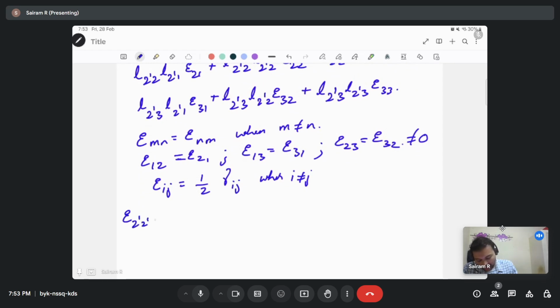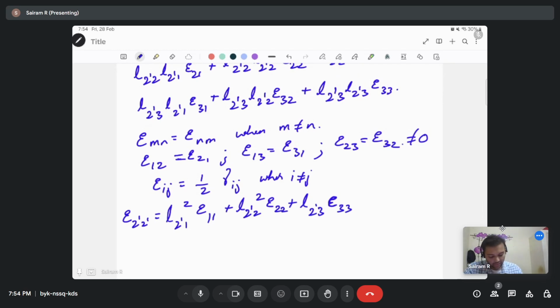Epsilon 2' 2' can be rewritten as L2'1 L2'1 epsilon 11, or we can just write this as a square: L2'1 square epsilon 11. I'll just write epsilon 11 as epsilon 1, plus L2'2 square as epsilon 2, plus L2'3 square into epsilon 3, with 11, 22, 33 for easier identification.